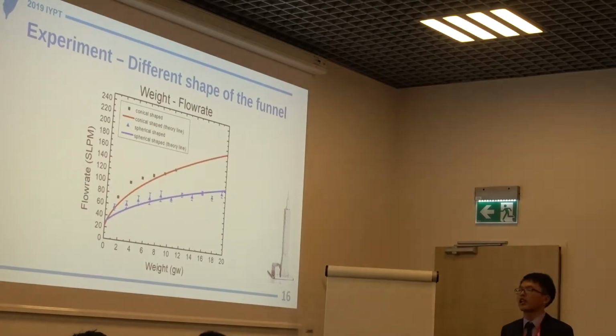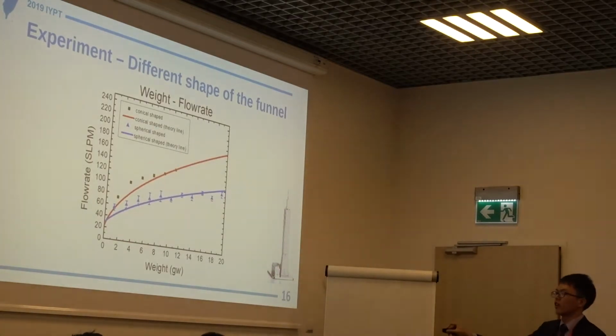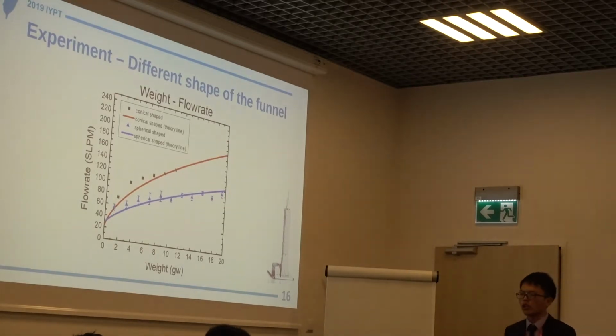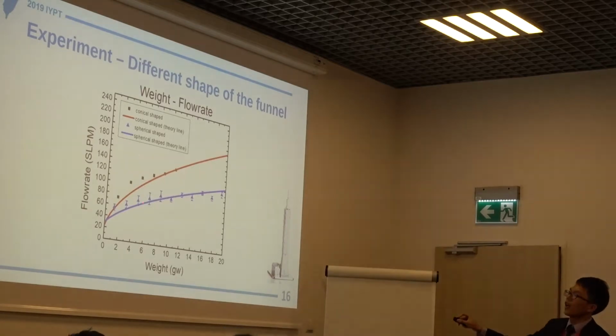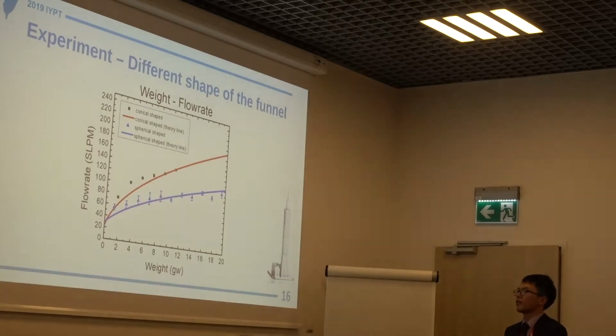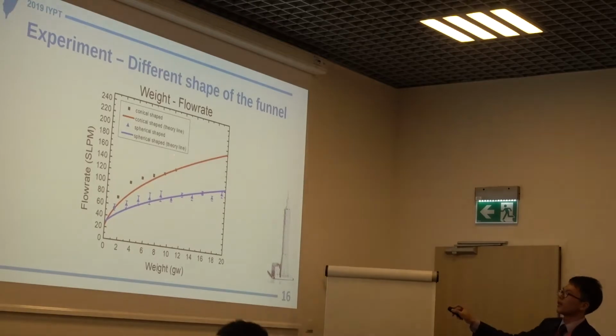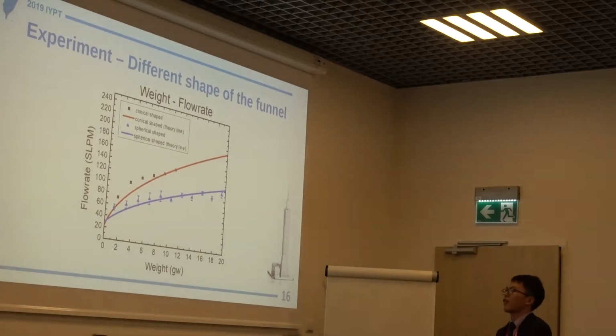Here is the result using the two shapes of the funnel. Here is the weight of the ball, and here is the minimum flow rate to pick up the ball. You can see that compared to the spherical shape funnel, the conical shape funnel needs more flow rate to pick up the same weight of the ball. And you can also see that as the weight of the ball increases, the flow rate needed to pick up the ball becomes bigger. When the weight of the ball is bigger, there is a better match with our theory, and when the weight becomes smaller, there is less match with our theory.